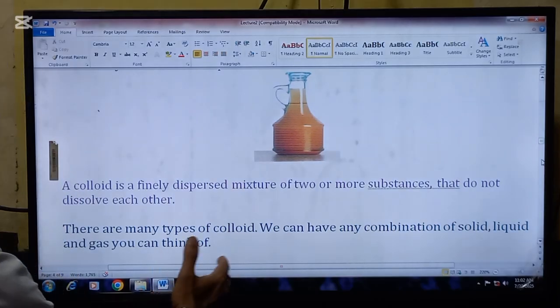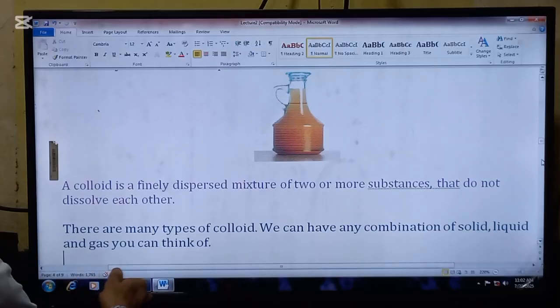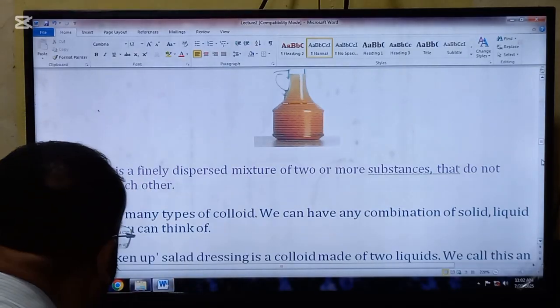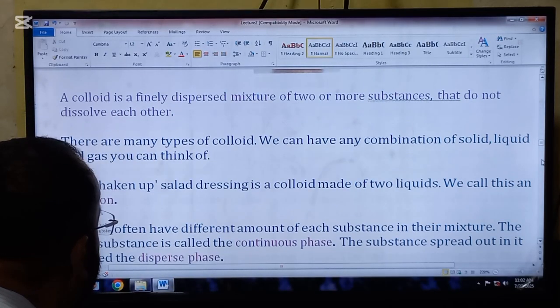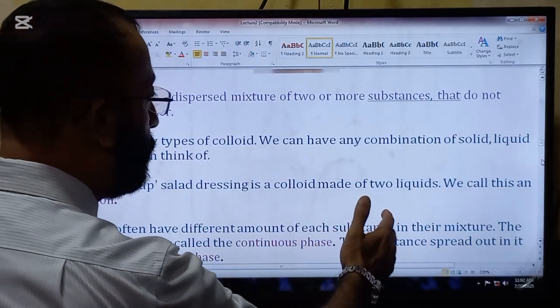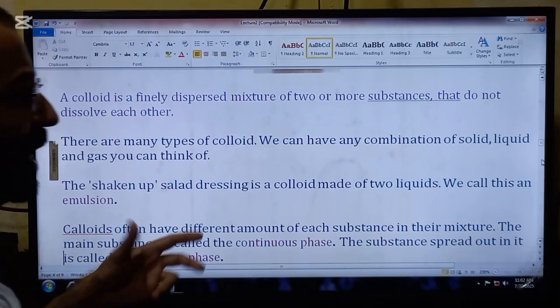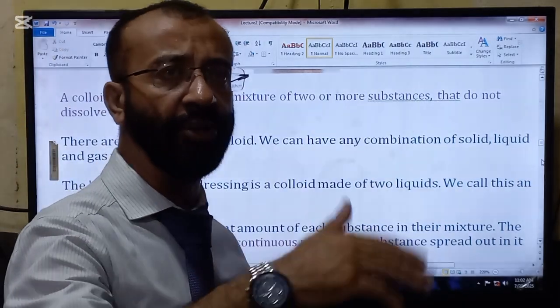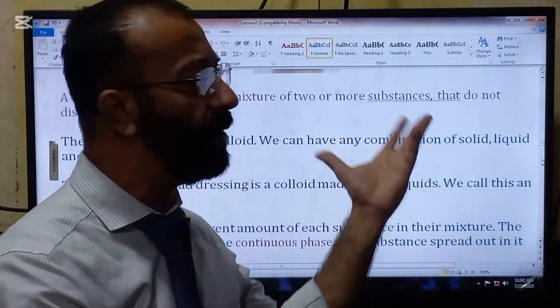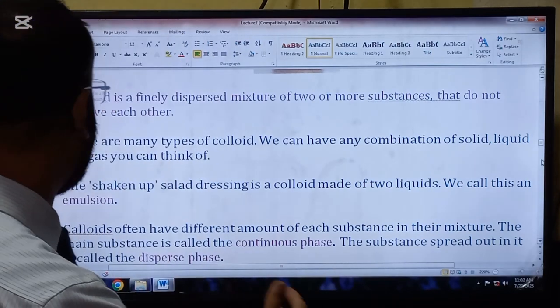There are many types of colloid. We can have any combination of solid, liquid and gas you can think of. The shaken up salad dressing is a colloid made of two liquids. We call this an emulsion. Have you ever seen the emulsion paint on the walls of houses? That is also a colloid.